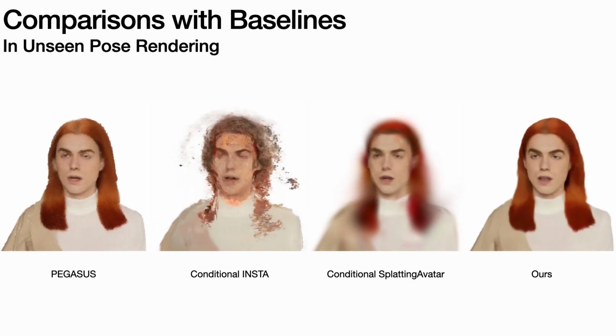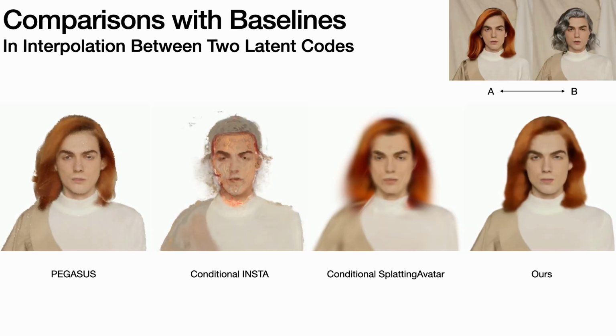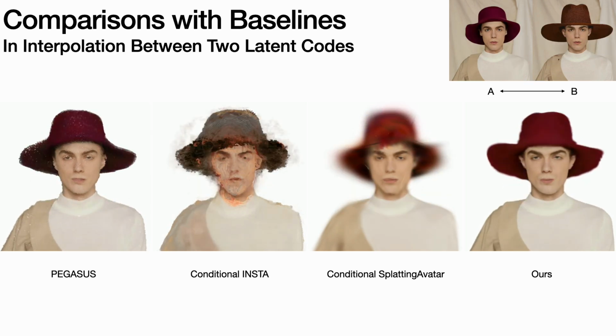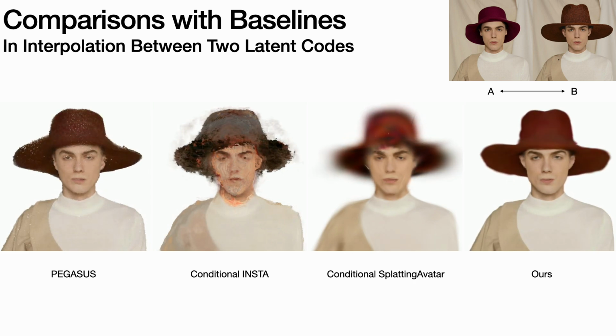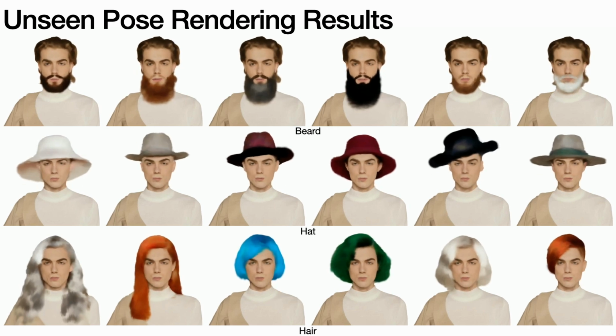Similarly, our method shows the best results among the baselines with different hairstyle. Lastly, our method also demonstrates the best results for changes in the hair attribute. Our method also demonstrates the best results for changes in the hat attribute. Here we show more rendering results of our avatar model.